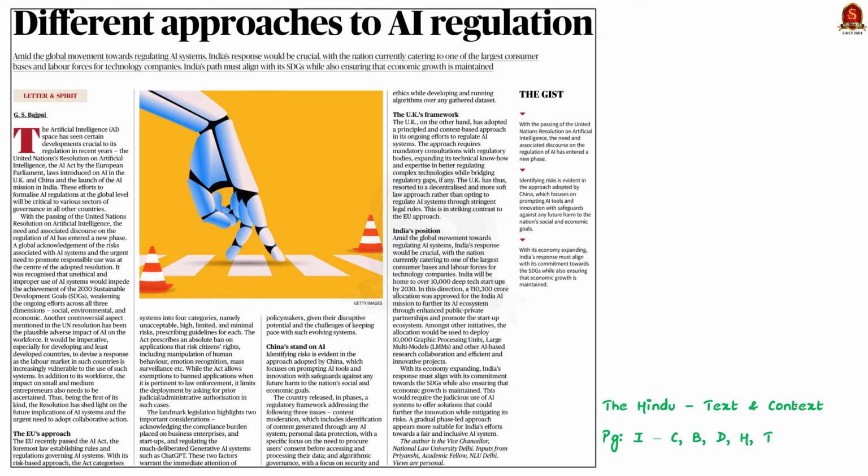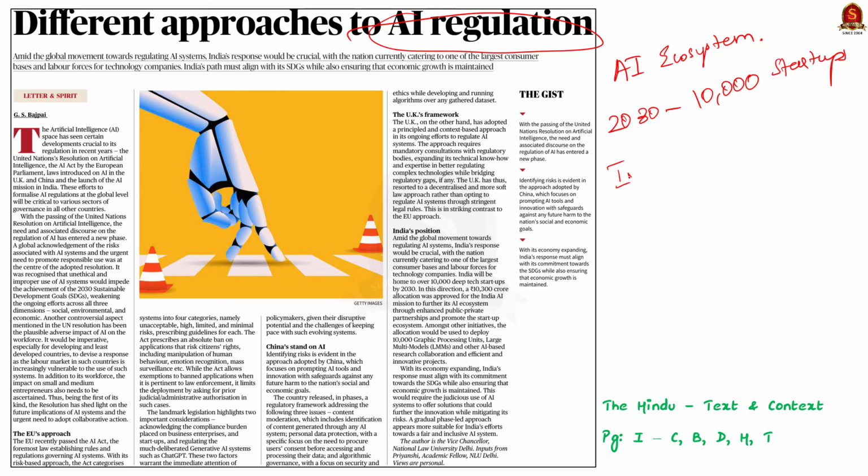Look at this article. It discusses India's efforts and initiatives towards regulating AI systems and developing its AI ecosystem. It highlights the significance of India's response in the light of its large consumer base and labor force for technology companies. By 2030, India aims to have over 10,000 deep tech startups. To boost its AI ecosystem, India approved a 10,300 crore allocation for the India AI Mission. The funds will support public-private partnership and promote the startup ecosystem.